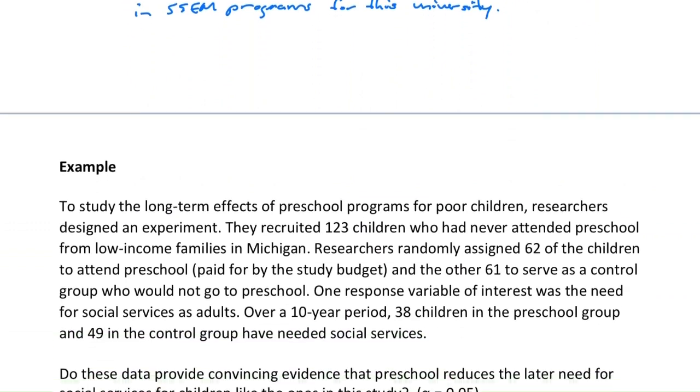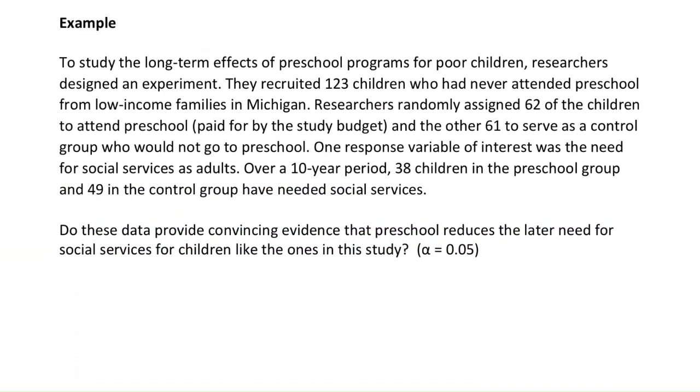Okay, last example for this lesson, we're going to do one more proportion. To study the long-term effects of preschool programs for poor children, researchers designed an experiment. They recruited 123 children who had never attended preschool from low-income families in Michigan. Researchers randomly assigned 62 of the children to attend preschool, which was paid for by the study, and the other 61 to serve as a control group who would not go to preschool. One response variable of interest was the need for social services as adults.